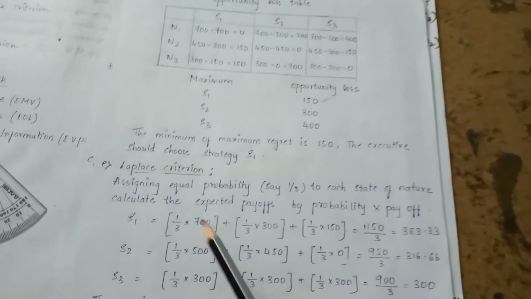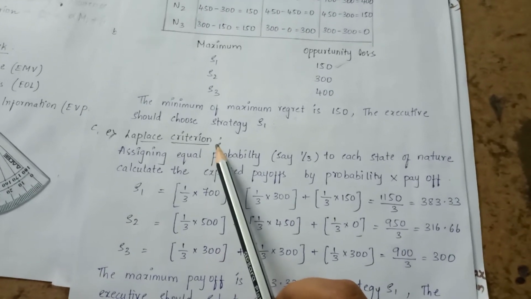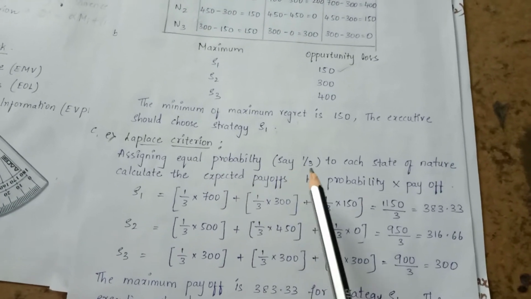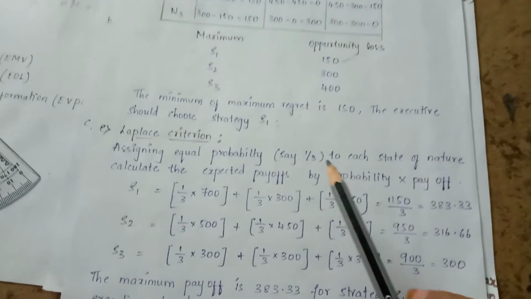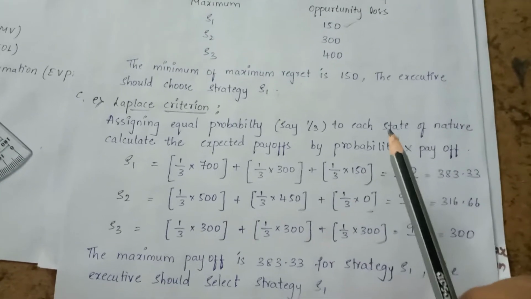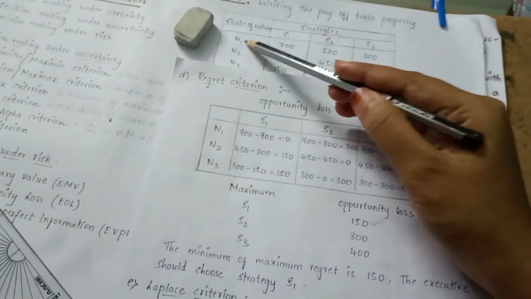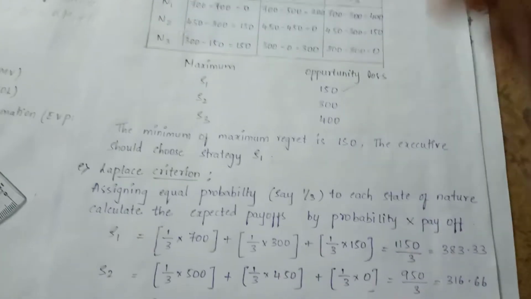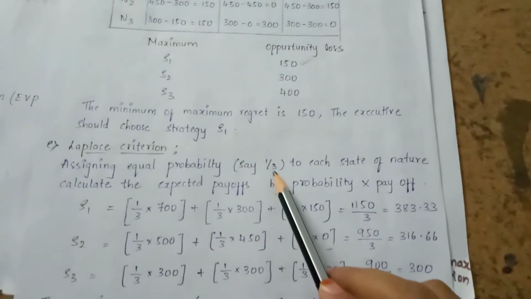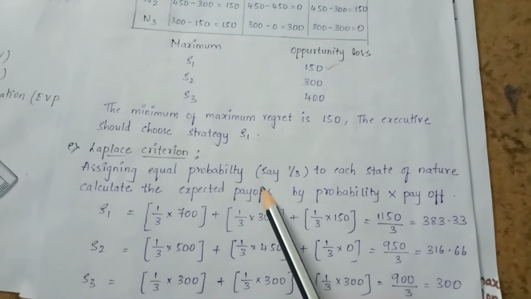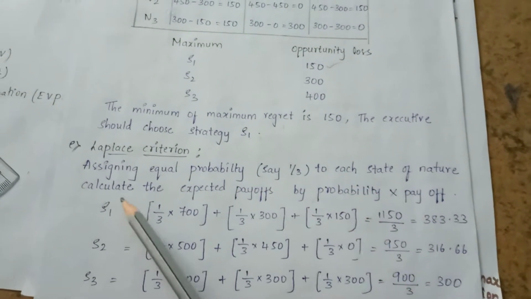The next is, students, the Laplace criterion. In this criterion, we need to assign the probability of occurrence based on the states of nature. Here the probability of occurrence is equal to 1 by n, where n means states of nature. How many states of nature do we have, students? N1, N2 and N3. That is, we have 3 states of nature. So our probability will be 1 by 3. So assign equal probability, 1 by 3, to each state of nature.